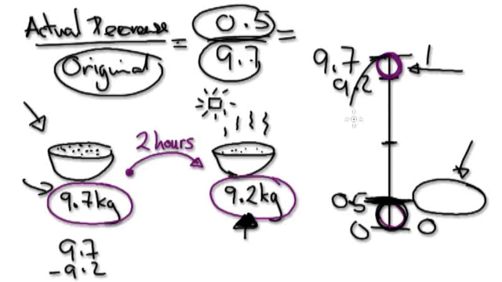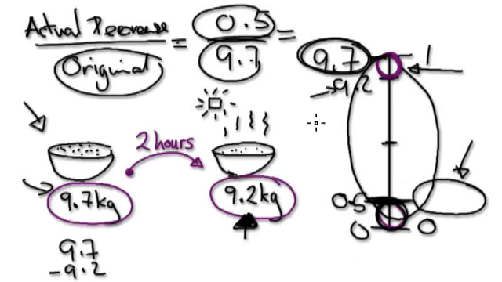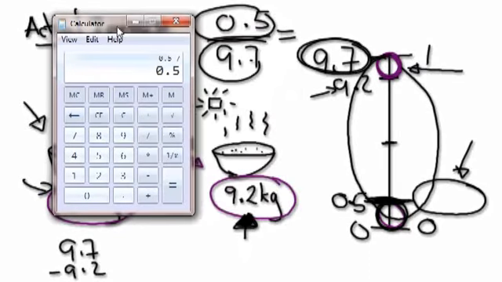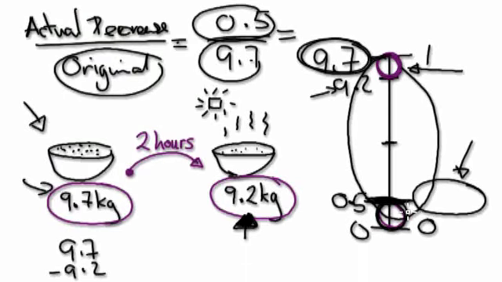Okay, the whole thing. This is our whole thing. Not the 9.2, the whole thing, the original. So it would be 0.5 divided by the original. Original is 9.7, equals 0.05. So this level is 5%. So really it has decreased by 5%.